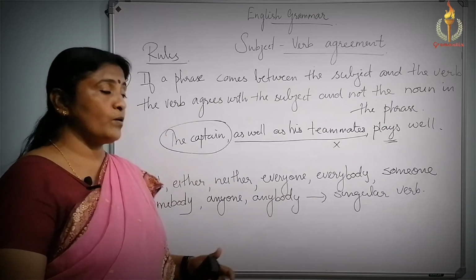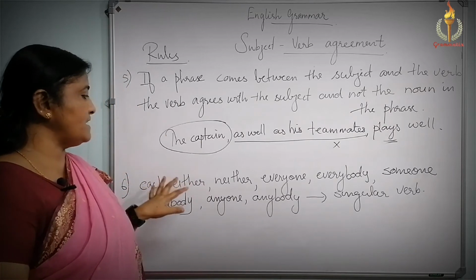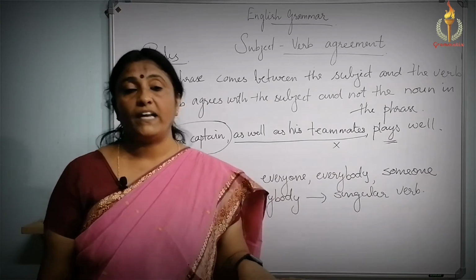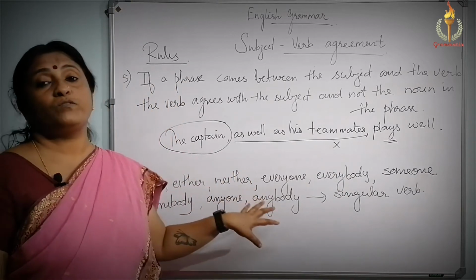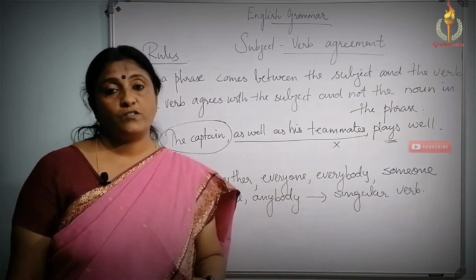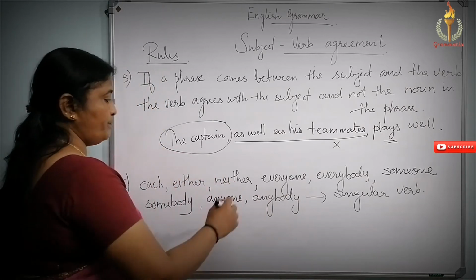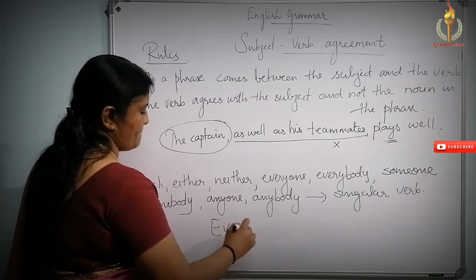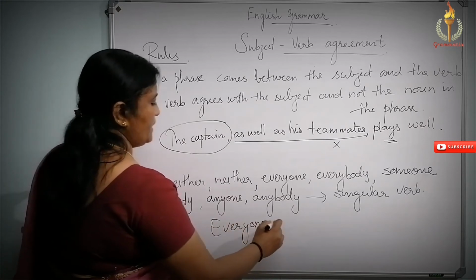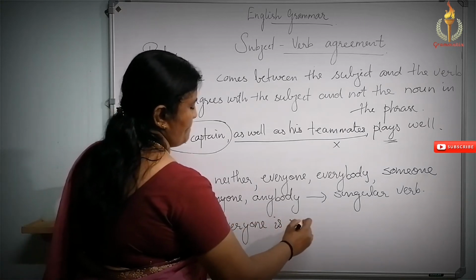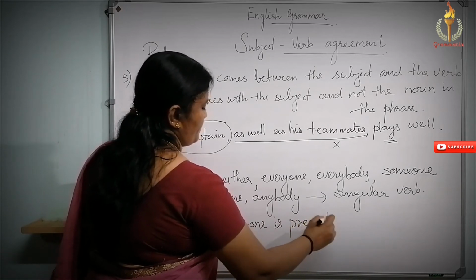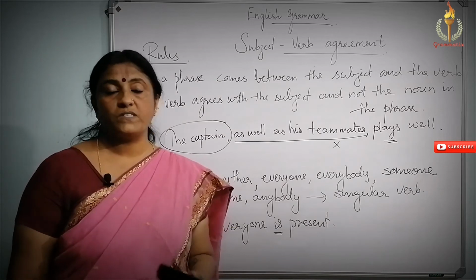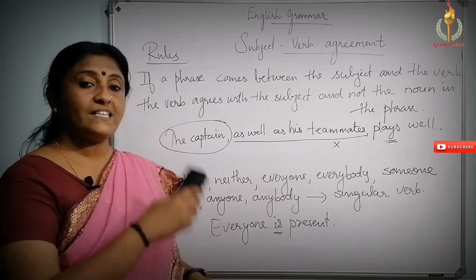Now your sixth point says that certain words, each, either, neither, everyone, everybody, someone, somebody, anyone, anybody, these types of words will always have a singular verb. So, everyone is present. So these words always take a singular verb. Moving on to the seventh point.